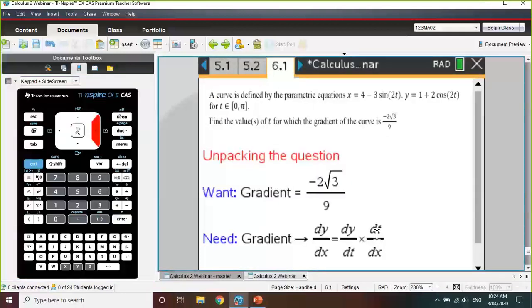All right. And now for another exam style question. Once again, we've got some parametric equations. And now we want to try and figure out the values of t at which the gradient of the curve is negative 2 root 3 over 9. So once again, we need to figure out what it is we're wanting. We want the gradient to be equal to that number given. And in order to figure out the gradient, we need to figure out what dy/dx is, using the idea of that chain rule.